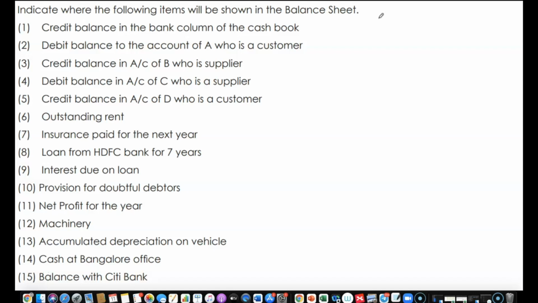In this problem we are given various items. We have to indicate how these items are going to be shown in the balance sheet.